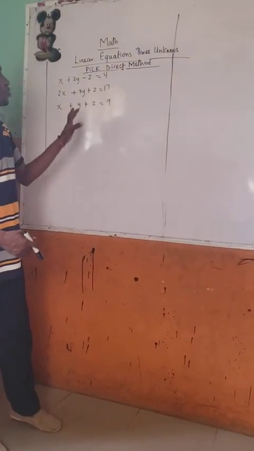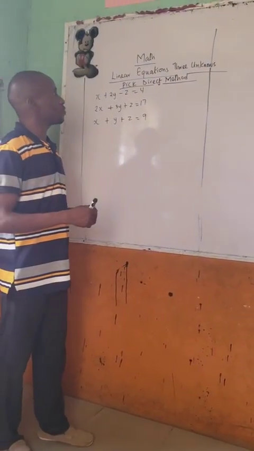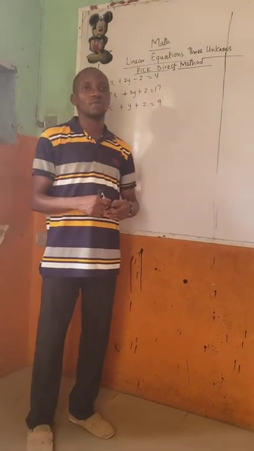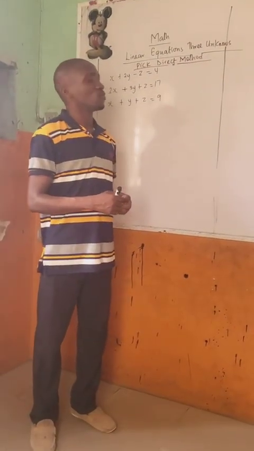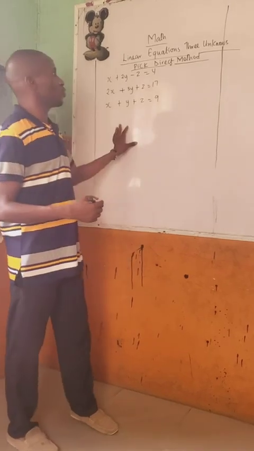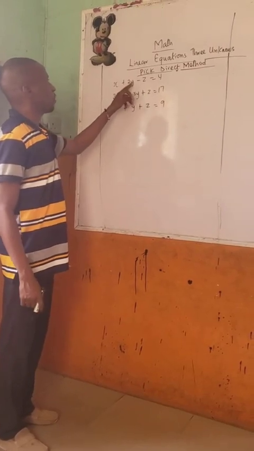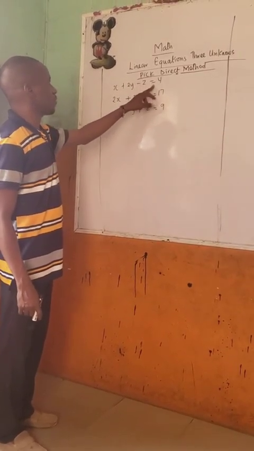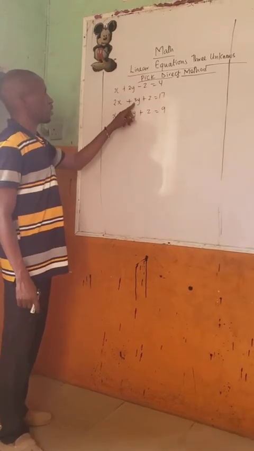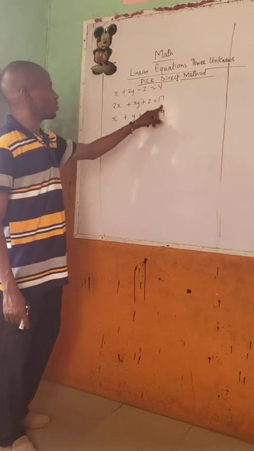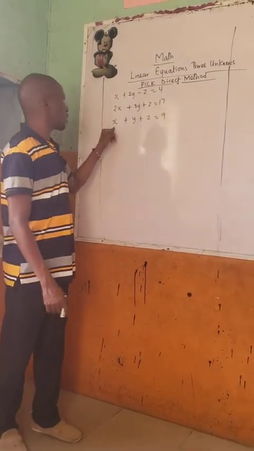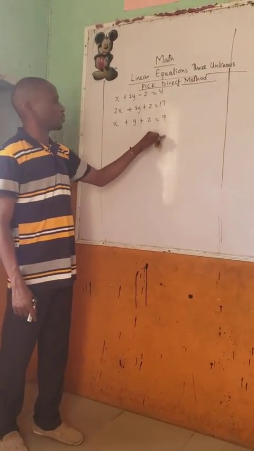Today we are going to discuss a quick direct method which can be used to solve a system of equations involving three unknowns. So we are given x plus 2y minus z equals 4, 2x plus 3y plus z equals 17, and x plus y plus z equals 9.